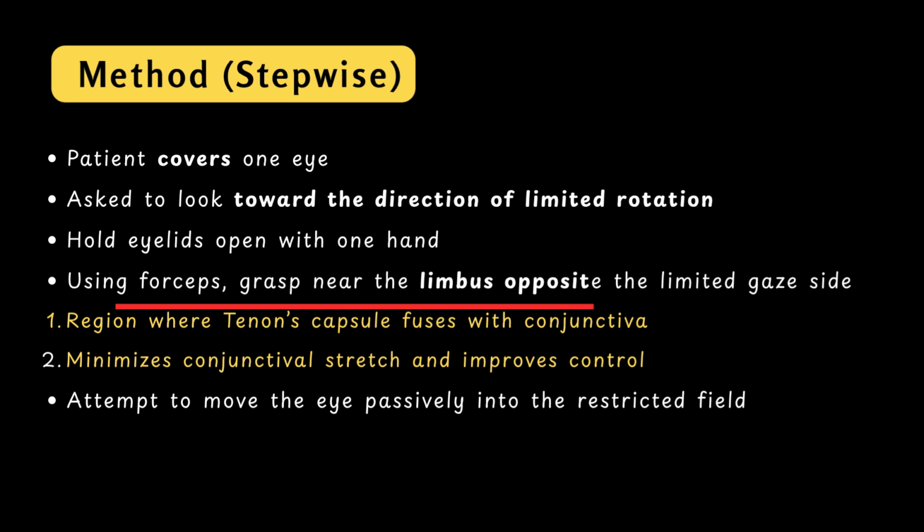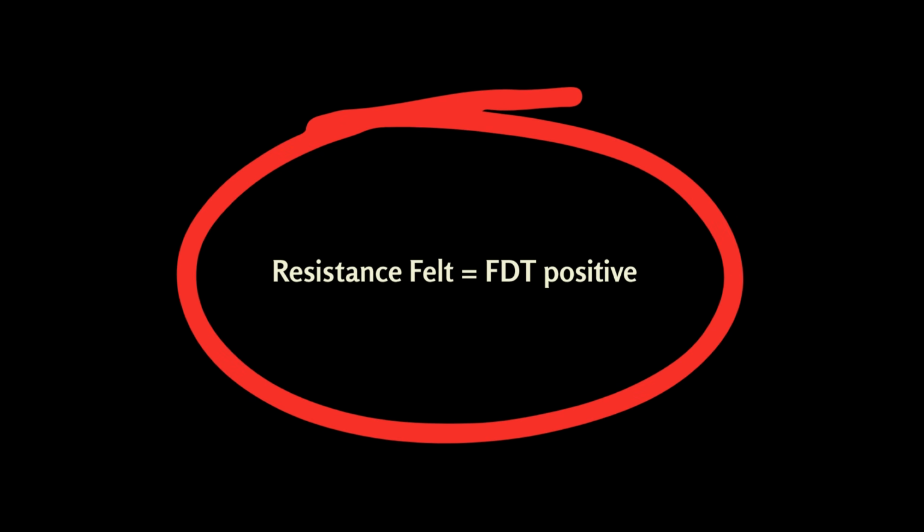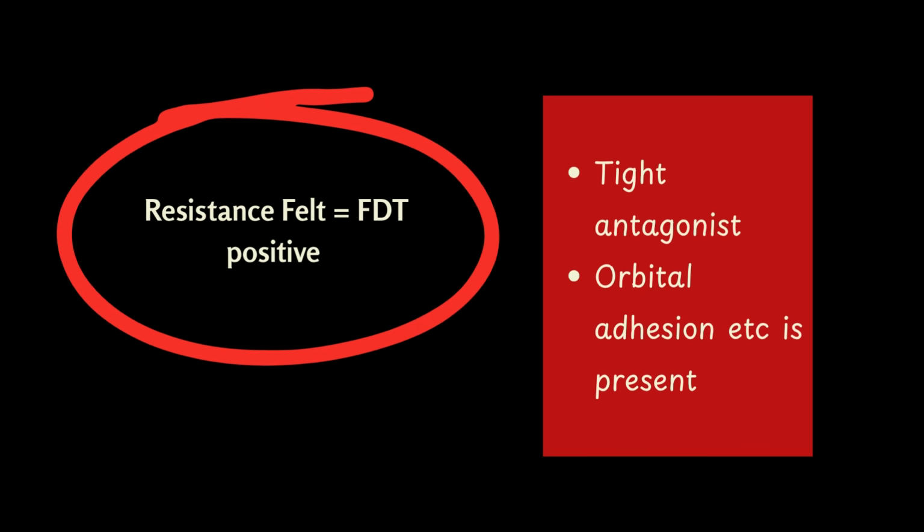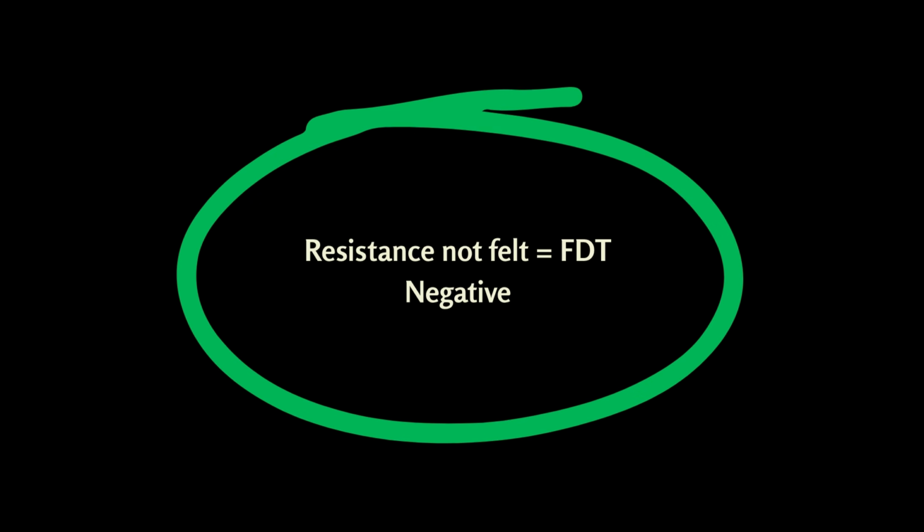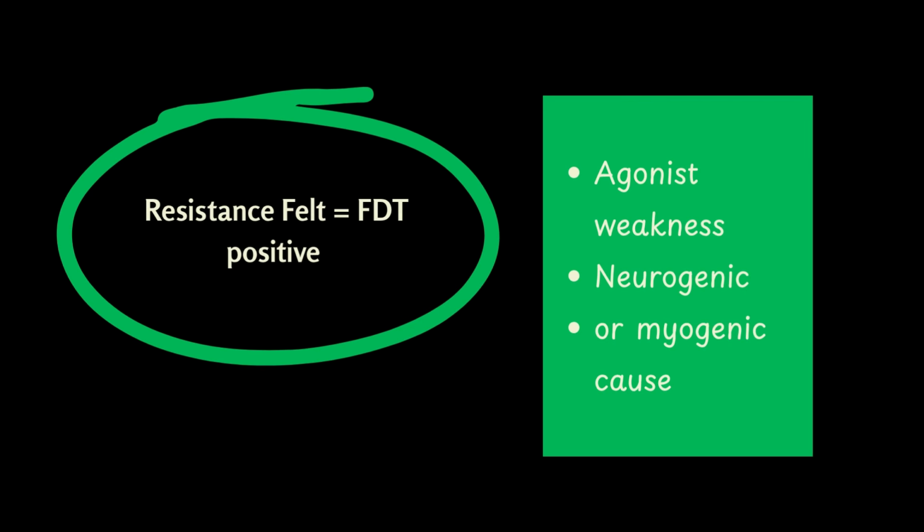Once the patient is looking in the direction of the limitation, you gently grasp the globe near the limbus, about 2 mm from the limbal margin. This area will give you a firm grasp because the Tenon capsule fuses here with the conjunctiva. Then you move the eyeball passively into the field of limitation. If you feel any resistance, it indicates that a mechanical restriction is present. The antagonist might be tight, fibrous, or there might be some orbital adhesion. On the other hand, if the globe moves freely, there is no mechanical resistance and the limitation is due to the agonist muscle weakness. It might be neurogenic or it might be a myogenic palsy.